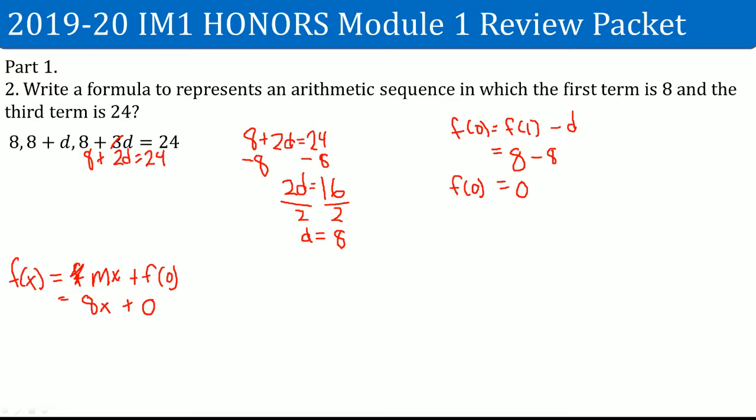Or you could write it in sequence notation, which is a of n is equal to f of 1 plus (n minus 1) times the common difference. The first term here would be 8, so it would be 8 plus (n minus 1), and the common difference here would be 8. Okay, so that's how that one would look.